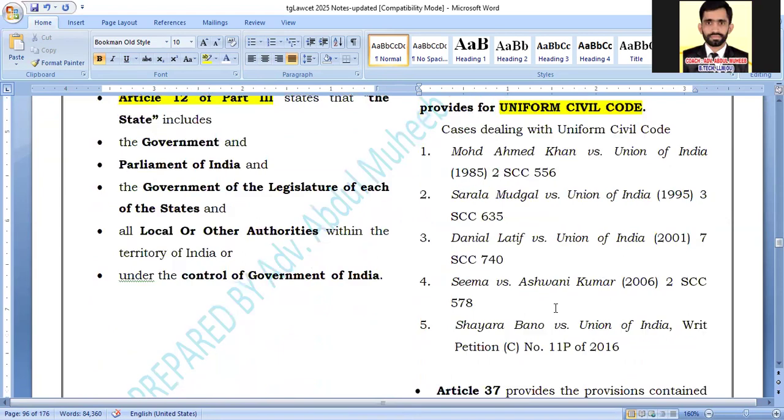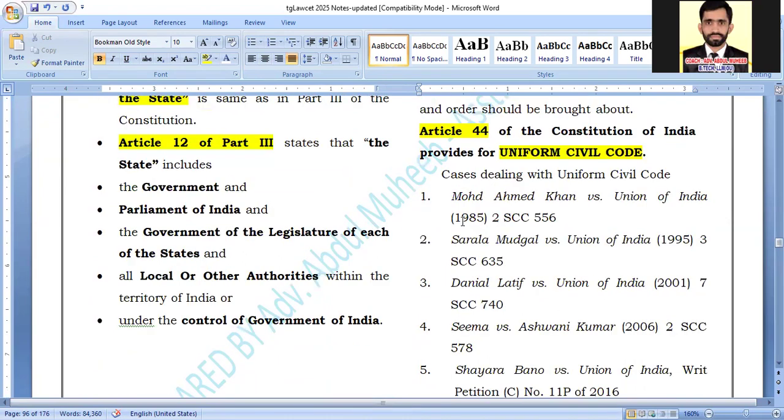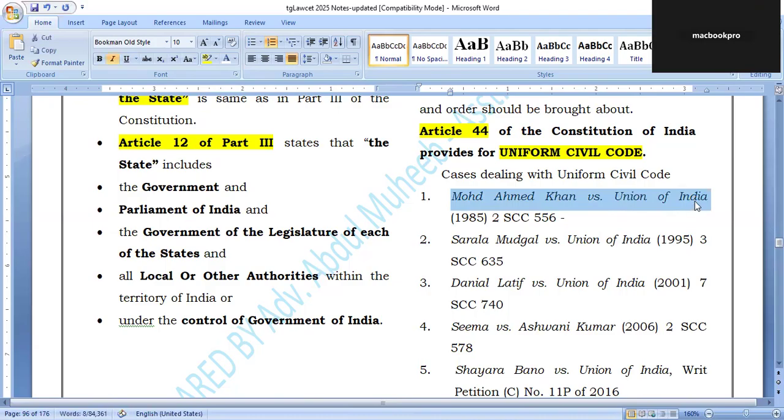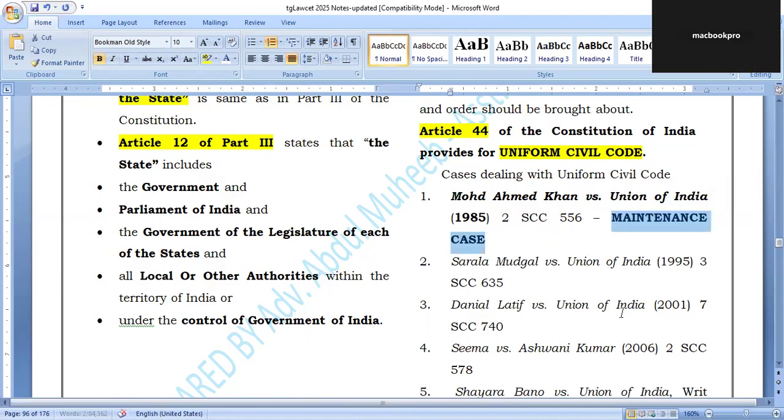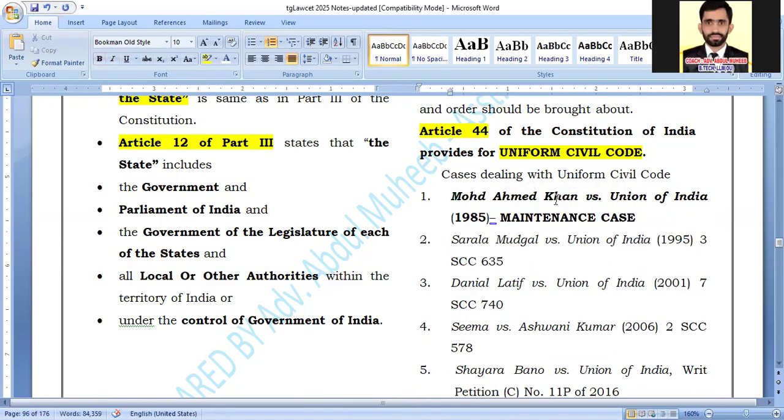Some of the cases, very important cases. What is the first case? Muhammad Ahmad Khan versus Union of India, 1985. Just remember the name and the year. It is also called the maintenance case. They will ask you, the maintenance case is under which section? Section 125, CrPC.